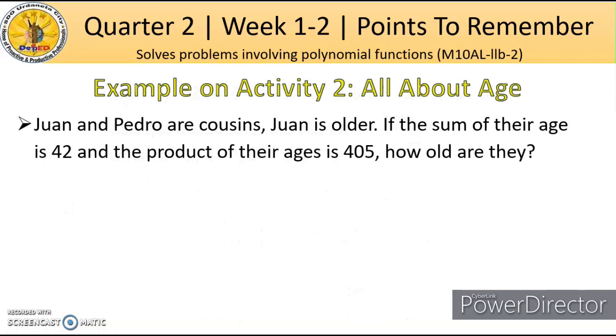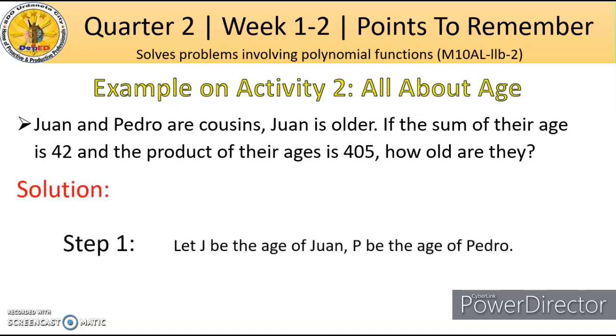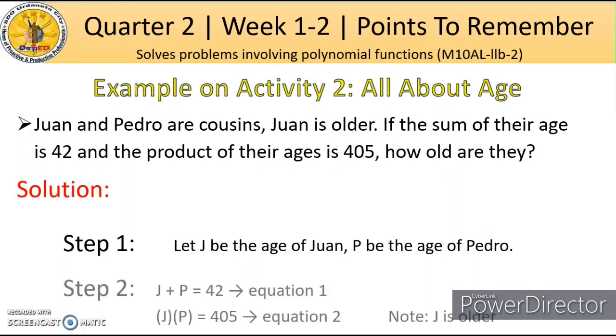We have another example on Activity 2, all about age. Juan and Pedro are cousins. Juan is older. If the sum of their ages is 42 and the product of their ages is 405, how old are they? So again, for the solution we have Step 1. Let J be the age of Juan and P be the age of Pedro.